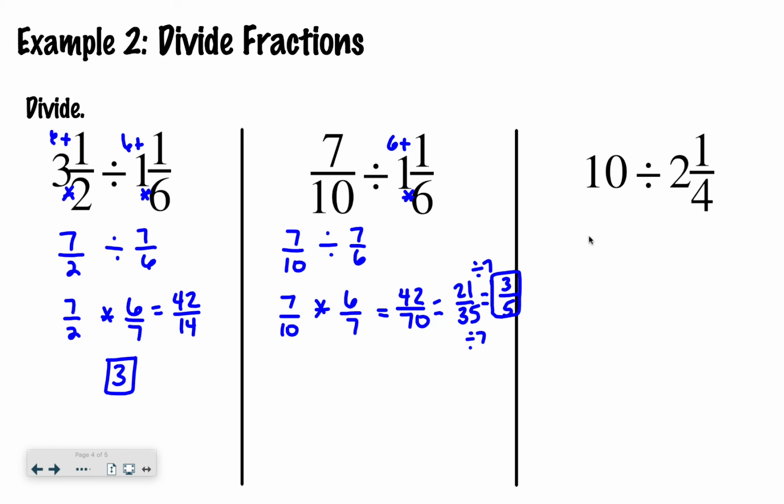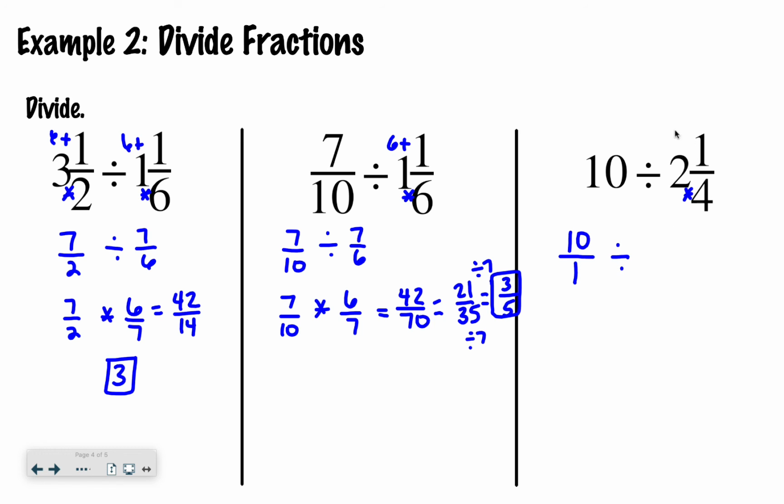All right, last division example. I have 10 divided by 2 1/4. So some of you might be wondering, okay, I don't have a fraction with that first number. So what you can do, anytime you have just a whole number, no fraction, you can turn the whole number into a fraction by putting it over 1. So it's going to become 10 over 1 divided by 2 1/4.